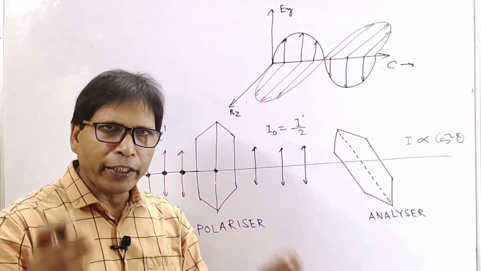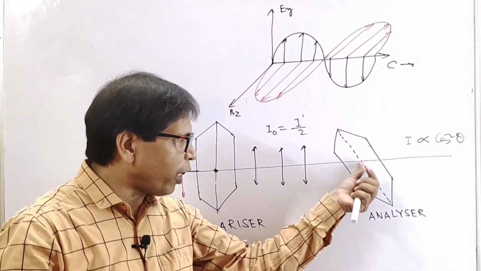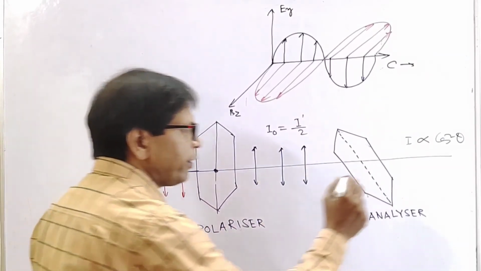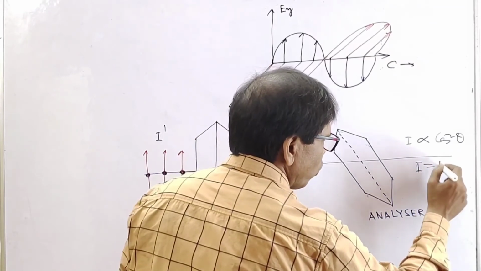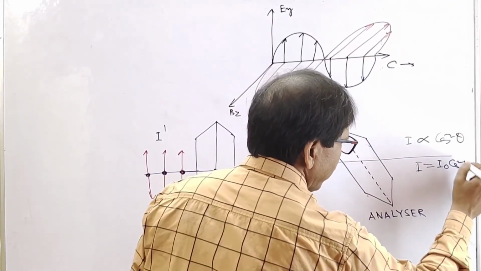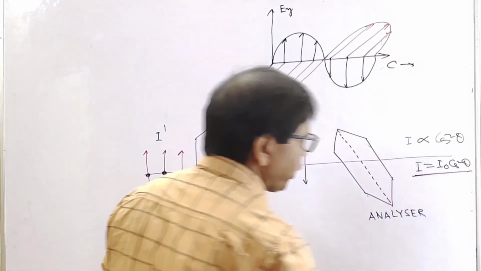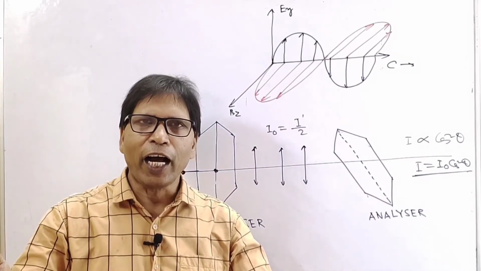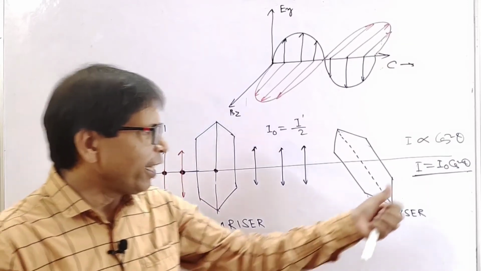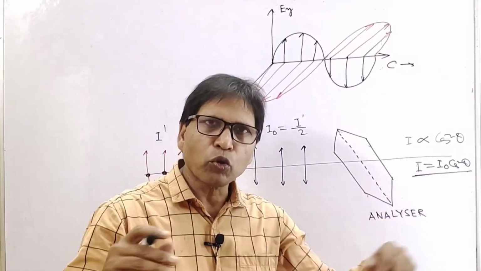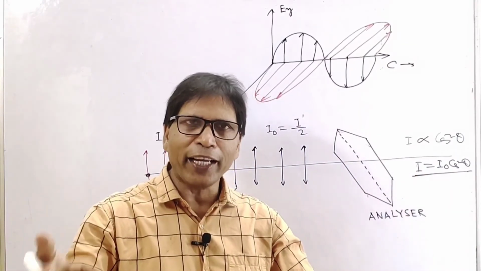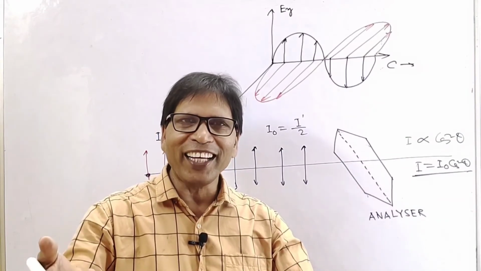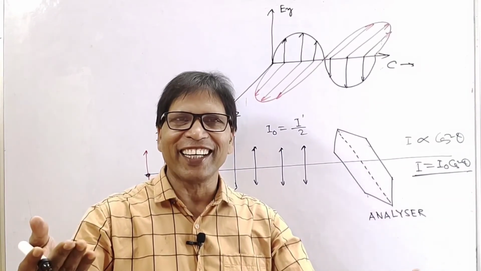If I naught is the intensity of the incident polarized light at the analyzer, then I equals I naught cos square theta. This law is known as the law of Malus. That is, the intensity of the transmitted ray after the analyzer is directly proportional to the square of the cosine of the angle between the plane of the polarizer and the plane of the analyzer.